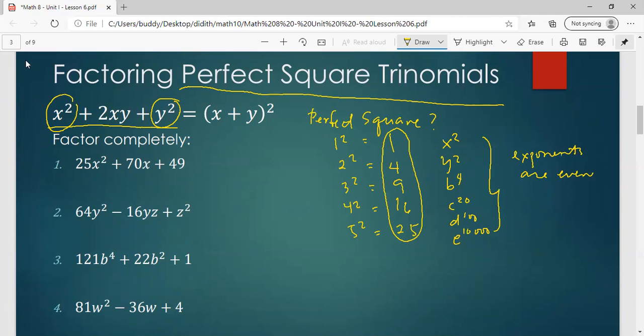So going back to the example here, on the left side of the equation, we know that the first and the last terms are perfect squares. That is one characteristic of a perfect square trinomial. Another, when you extract the square root of the first and the last term and double that, the result should be the middle term. But the question here is, how do we extract the square root?